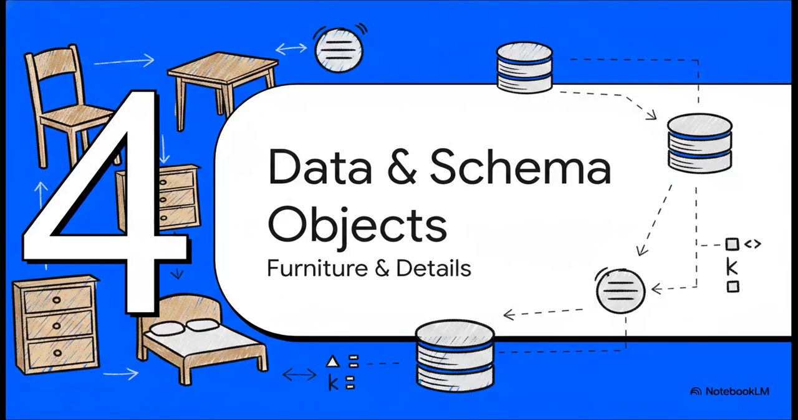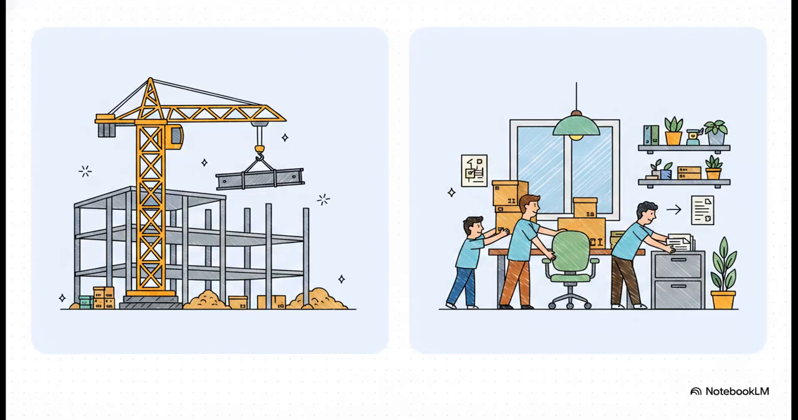Finally, Section 4, Data and Schema Objects. Time to add the furniture and the details. For this part, you will absolutely need to know which commands are data definition language, or DDL, versus data manipulation language, or DML. DDL commands define the actual database structure: create, alter, and drop. Setting up a view or tweaking a table, that's DDL.